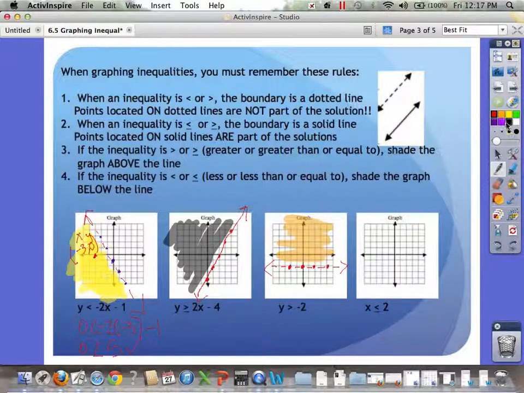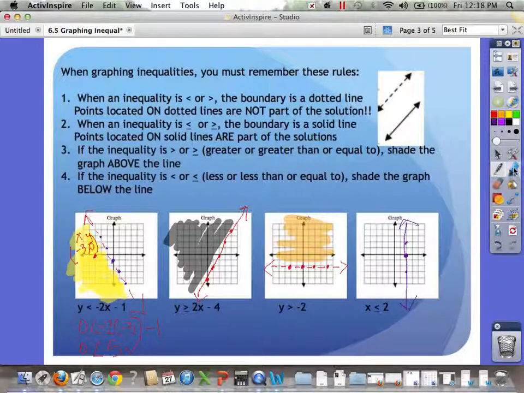All right, the next one says x is less than or equal to 2. So we put a dot on x is 2. And we've learned that that is going to be a vertical line, so we're going to have points vertical, because that's an undefined slope. This says less than or equal to, so that means it's a solid line. And it says less than 2, so that means the numbers are less than 2.